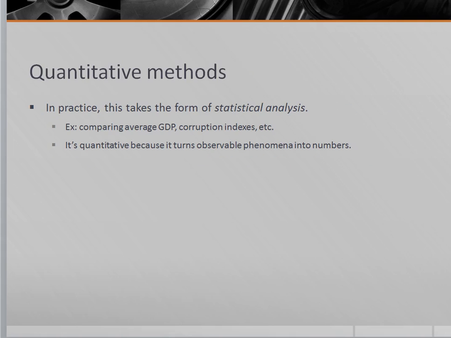Now, in practice, quantitative methods, like I said, take the form of statistical analysis. So you're comparing average GDPs of countries, corruption indexes, and so on and so forth. Again, it's quantitative because you're turning phenomena in the world into numbers. You're quantifying. Of course, the process of quantification is not without its detractors. There are people who think that you lose a lot by trying to quantify things that can't be quantified. So, in the article that you have talking about political culture, for example, the question becomes: can political culture be quantified? Can we come up with measures of a country's political culture, and are those measures even meaningful across countries?